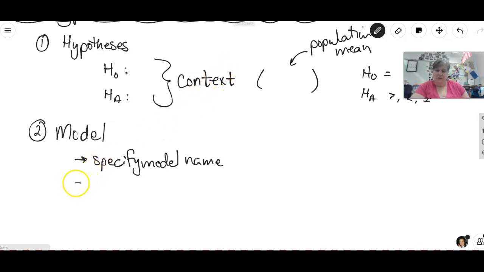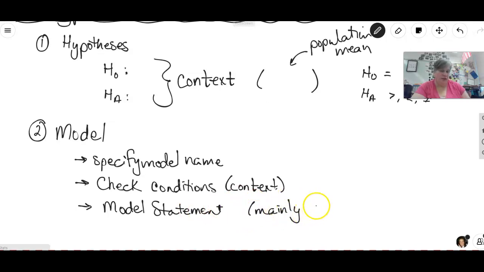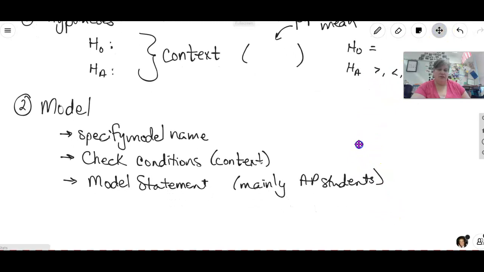All right, the next thing you have to do is check your conditions. Remember, when you're checking your conditions, do it in context. Don't just say check, check. Like actually do the math, write it out, write the complete sentence. And then the last thing is, and this is mainly for my AP kids, but you need to do a model statement. Okay, that's mainly for AP. Regular stats, if you don't do it, it's going to be okay. But AP, I want you to get in the habit so that when you see these tests on your AP exam that you do good at them.